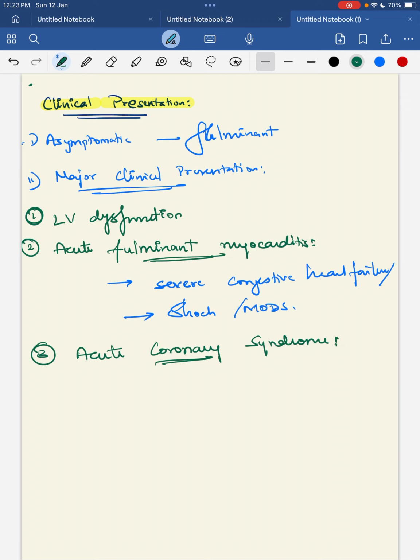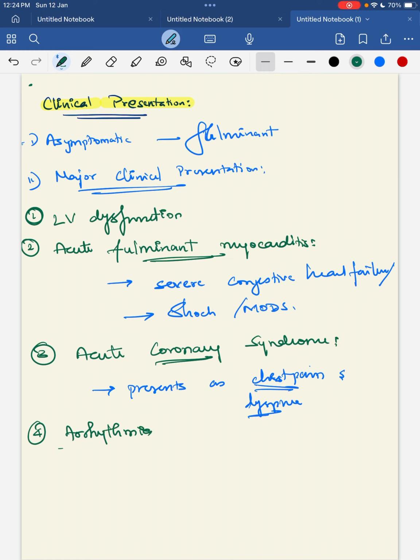Fourth, the child can present with sustained tachycardia. The child can go into arrhythmia. So the child can have SVT or the child can have VT. Fifth, 8 to 10% of the children will have sudden cardiac death. Right? These are the major clinical presentations of acute myocarditis.